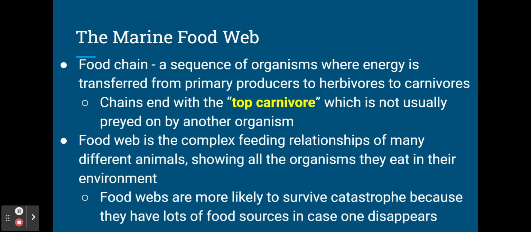Now, food webs, if you have an organism that's connected in a lot of different ways to a lot of other organisms, they are more likely to survive catastrophe because if one gets nixed, then there's something else that could take its place. They have a lot of food sources in case one disappears. But there's some organisms that only eat one thing, and if that thing goes away, then the entire chain falls apart. Okay. And I believe that is it.